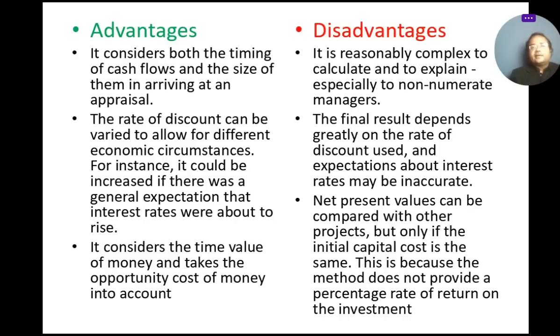The main disadvantage is that it is reasonably complex to calculate and to explain, especially to non-numeric managers. The final result depends greatly on the rate of discount used, and the expectation about interest rates may be inaccurate. NPV, net present value, can be compared with other projects, but only if the initial capital cost is the same. This is because the method does not provide a percentage rate of return on the investment. So basically, it is very difficult to explain the result to those managers who do not know about finance.